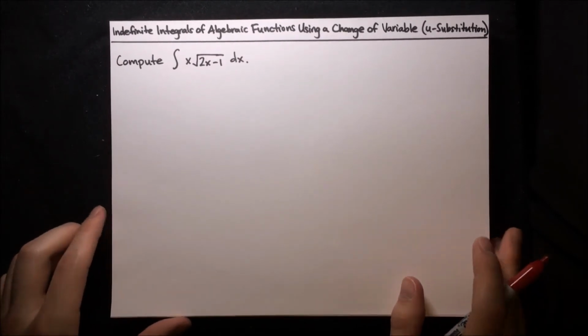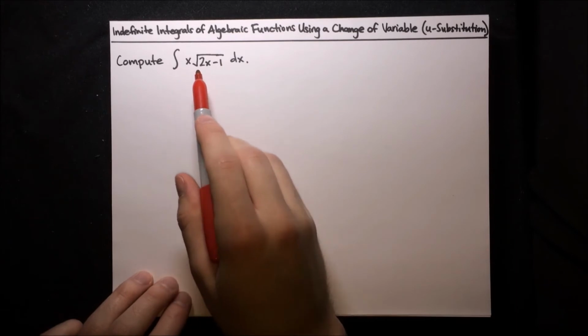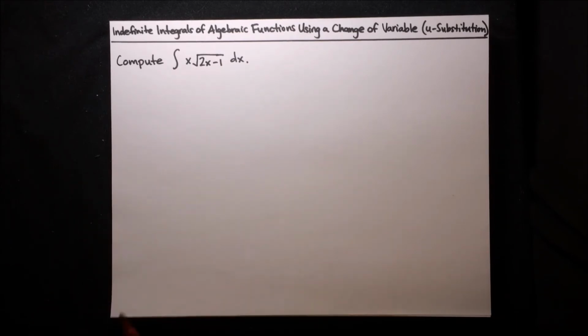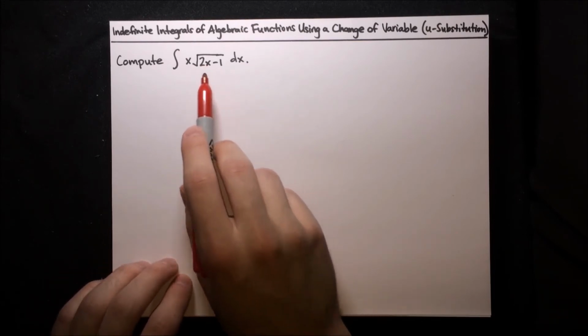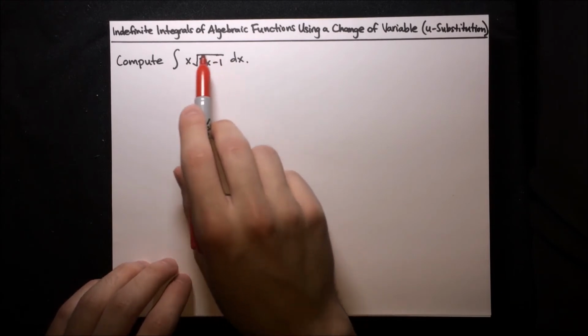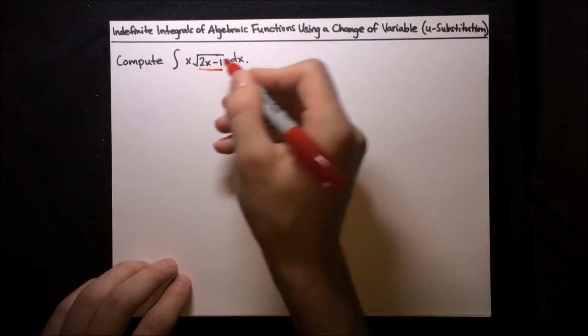All right, here's a final example. We want to compute the integral of x times the square root of 2x minus 1 dx. Again, we want to do a u-substitution for the complicated part of the integral. What is making this integral tricky? Well, it's the 2x minus 1 inside of the root. That's what's making this integral hard. So why don't we let that be u.